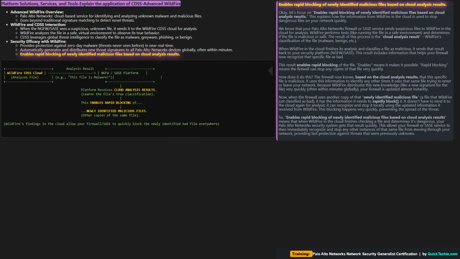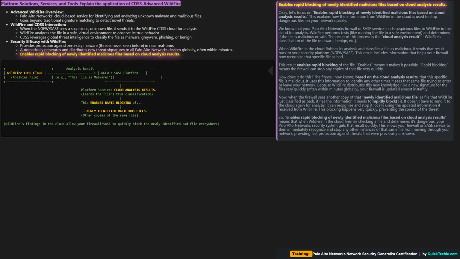When WildFire in the cloud finishes its analysis and classifies a file as malicious, it sends that result back to your security platform, NGFW, SASE. This result includes information that helps your firewall now recognize that specific file as bad. This result enables rapid blocking of the file. Enables means it makes it possible. Rapid blocking means the firewall can stop any copies of that file very quickly.